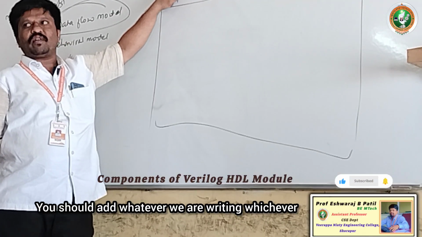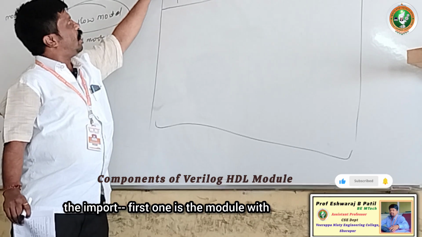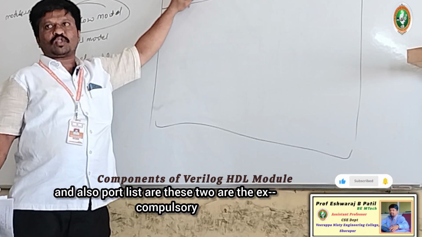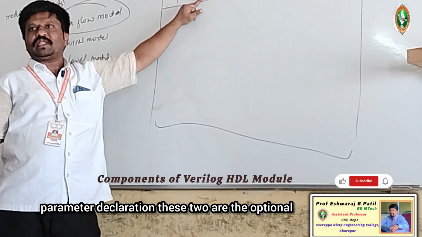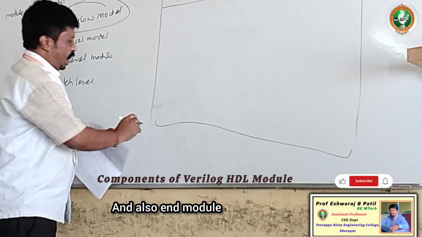Whichever programming we are writing, like HDL, these two are important. First is the module with the name of the module, and also the port list; these two are compulsory. And port declaration and parameter declaration, these two are optional. And also endmodule.